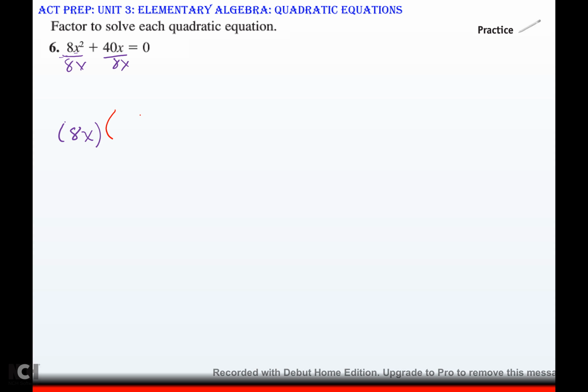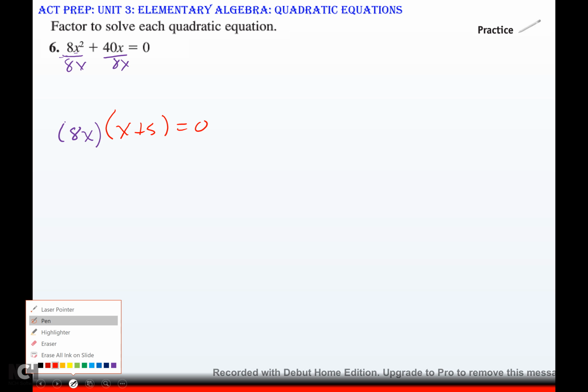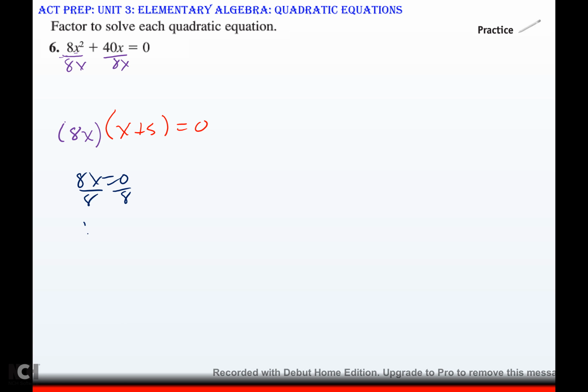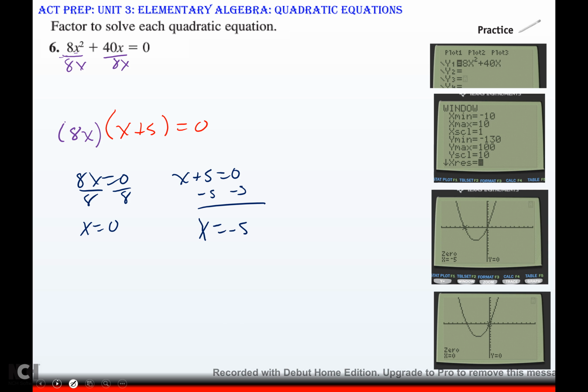To get what's left, I divide by it. And that would give me 8x squared divided by 8x would leave me x. Positive 40x divided by 8x is going to leave me positive 5 equals 0. And now we can set to 0 and solve. Well, 8x equals 0, divide by 8, x equals 0. Solve the other one, x plus 5 equals 0, minus 5, x equals negative 5. And if I graph it, you can see there's my negative 5 and there's my 0.